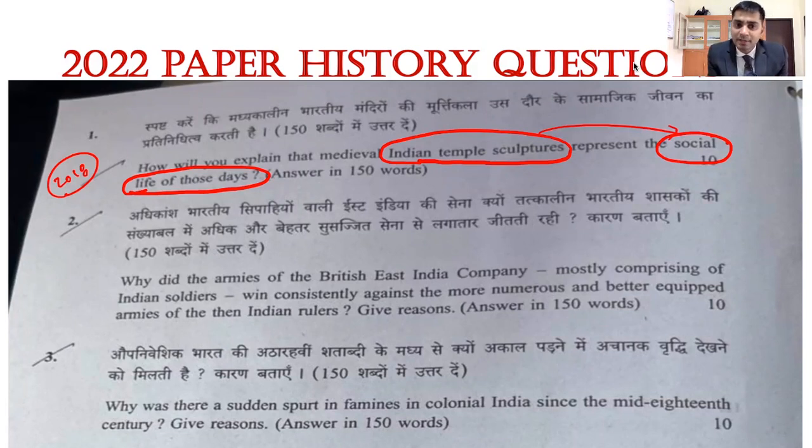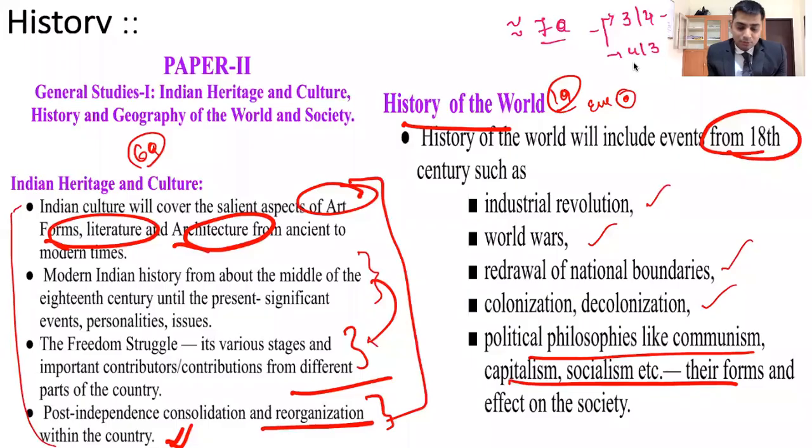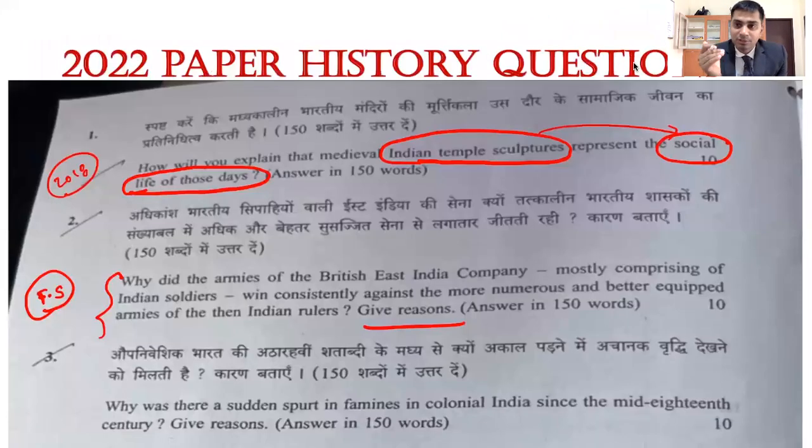The second one is, why did the armies of the British East India Company, mostly comprising of Indian soldiers, win consistently against the most numerous and better equipped armies of the then Indian rulers? Give reasons. Now, this is something about freedom struggle, right? The first question is from here. The second question is this one. Modern Indian history, right? Again, a very simple question with substantial knowledge of Indian freedom movement. With prelims knowledge itself, you can answer these 2 questions.